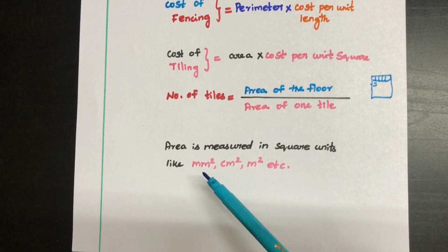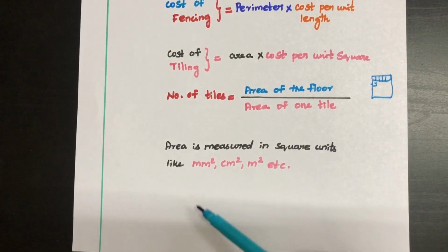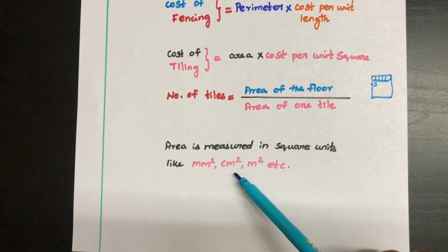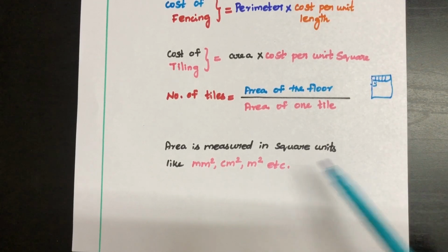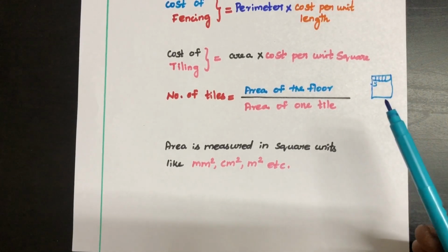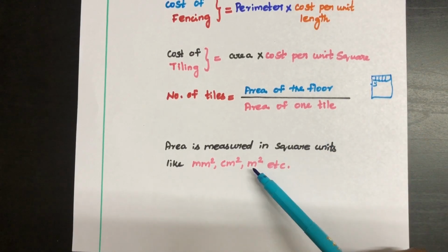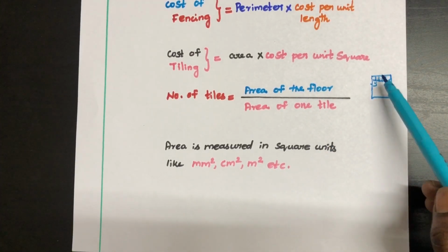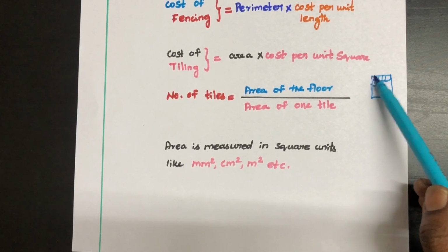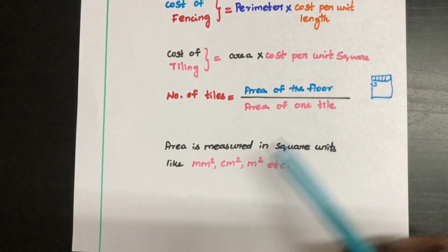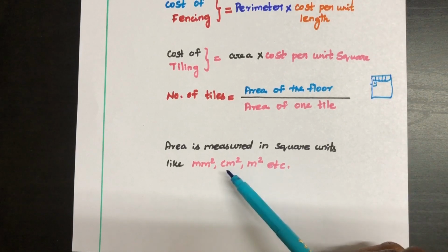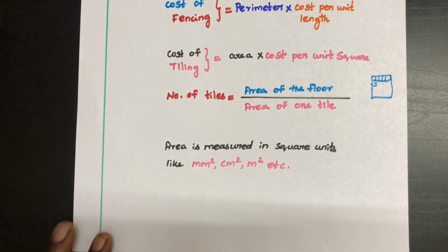Also, area is measured in square units like mm square, centimeter square, meter square, kilometer square, etc. See, perimeter deals with meter, centimeter, mm, that's all. Here it is area. Area means we are dealing with both sides, rows and columns. So it is centimeter square, meter square, mm square, kilometer square, like that it will go.